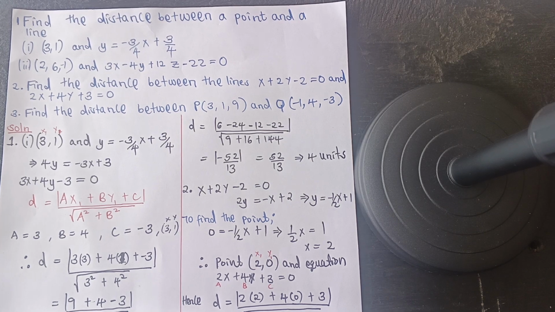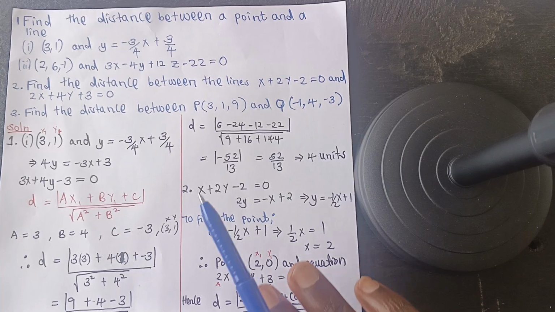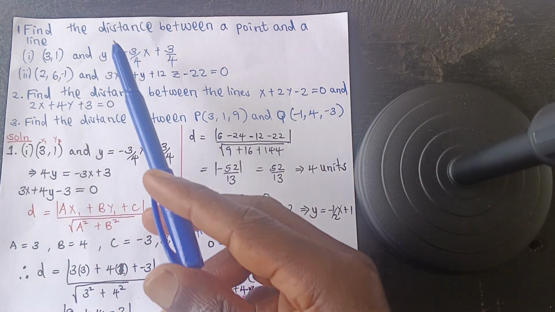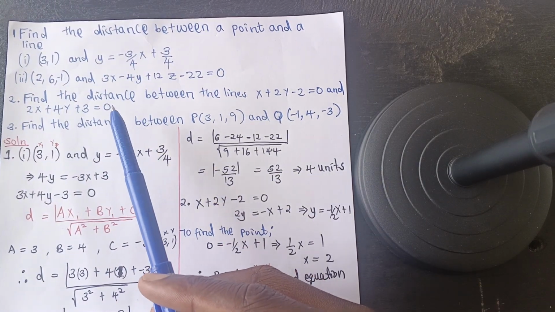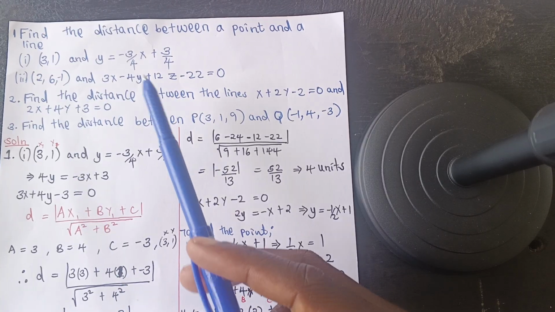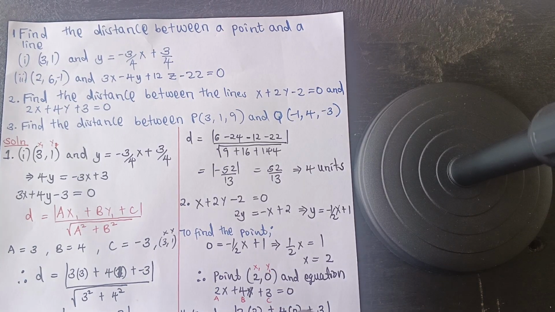Did you know that every problem has a hidden trick waiting to be unlocked? Today I will show you how to answer questions concerning the distance between a point and a line. For this we are going to solve number 1, number 2 and number 3, which are examples of equations concerning the distance between a point and a line.